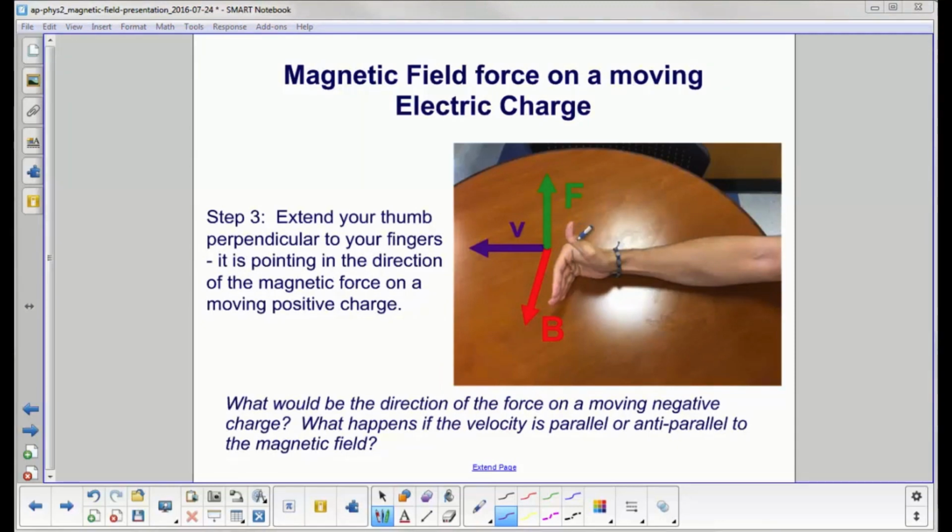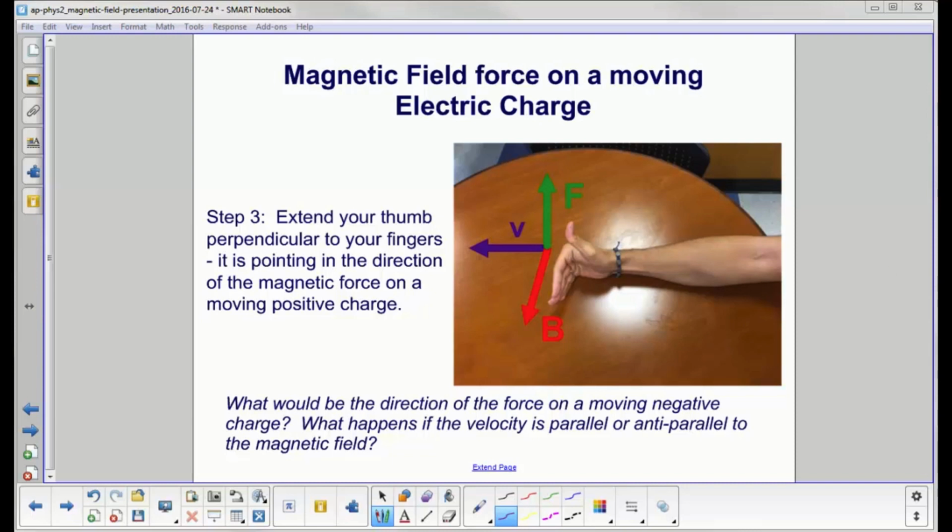Extend your thumb perpendicular to your fingers. It is pointing now in the direction of the magnetic force on a moving positive charge. See how all these three vectors are perpendicular to each other. Charge was moving this way, field was coming in this direction, and the force is directed straight up.